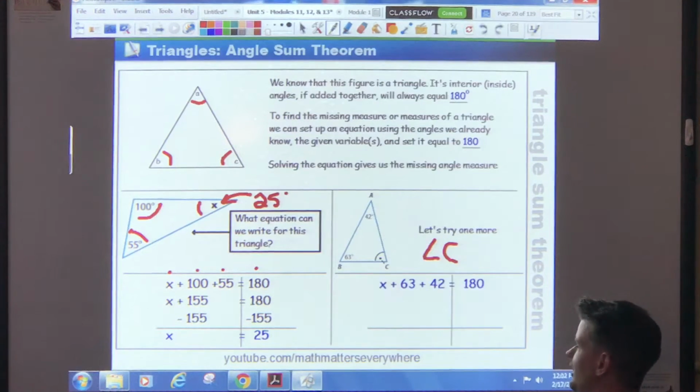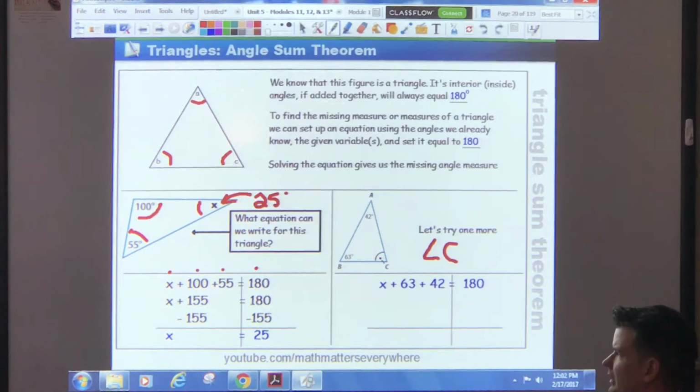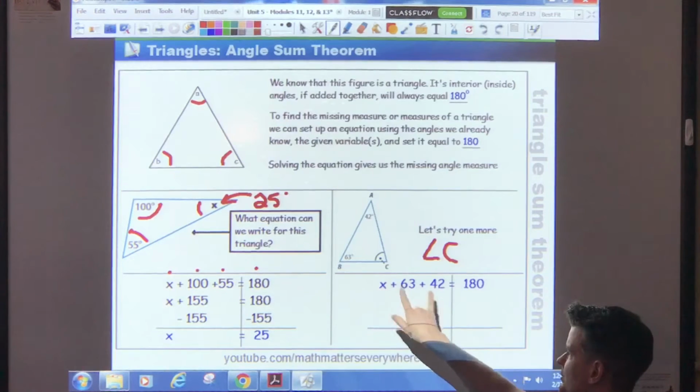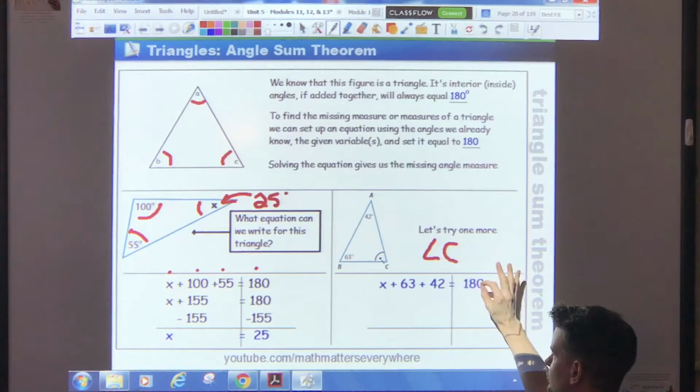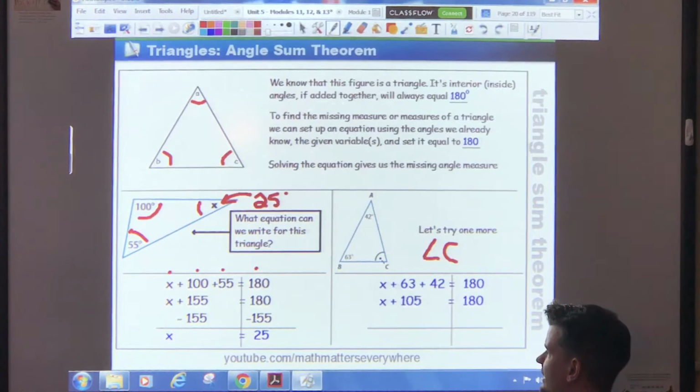Okay. 180 degrees. I use X. I like to use X for my variables. It is what it is. You can use C. You can use any variable you want. I'm using X. So we take X. We're going to add the other two angles together. On the left side of the equation, all that's set equal to 180. When I combine my terms, I get X plus 105 equals 180.